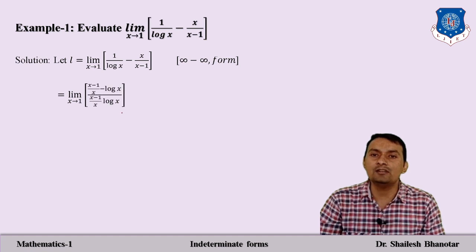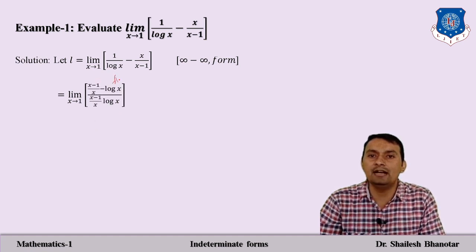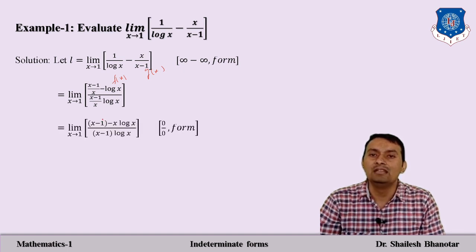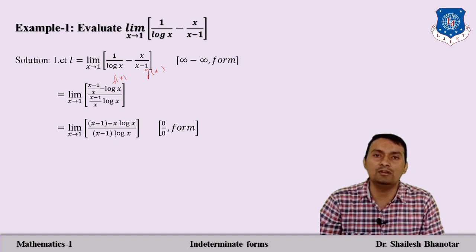Here first we consider this as f of x and this as g of x. So 1 divided by g of x can be written as x minus 1 divided by x, minus 1 divided by f of x, that means 1 divided by 1 divided by log x. We know that the denominator of the denominator goes to the numerator, so we get log x, divided by 1 divided by f of x into g of x, so we can represent x minus 1 divided by x into log x. After taking the LCM x, we get the form limit x tends to 1 of x minus 1 minus x times log x divided by x minus 1 into log x.